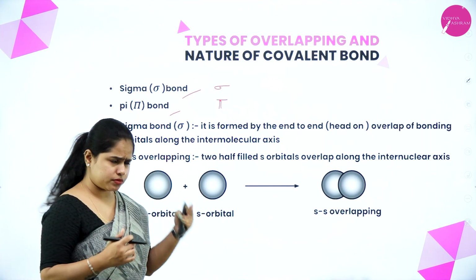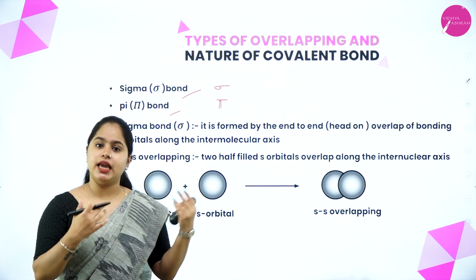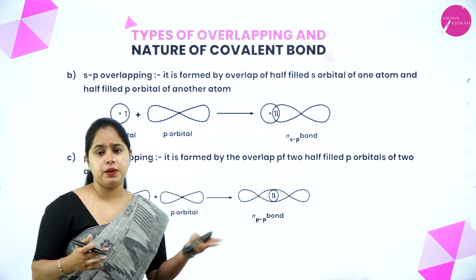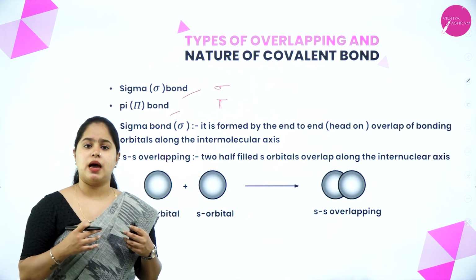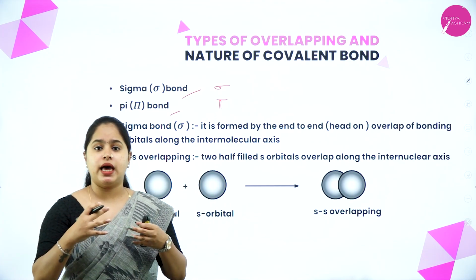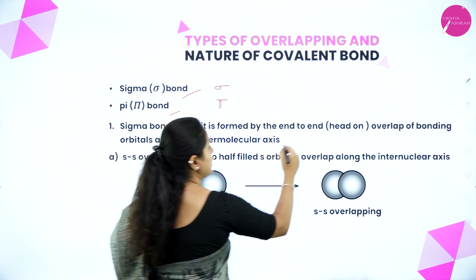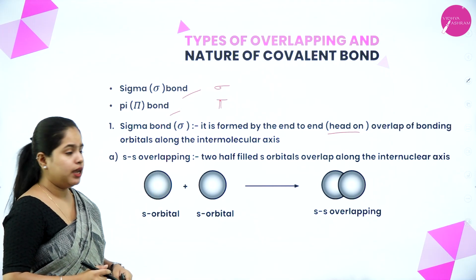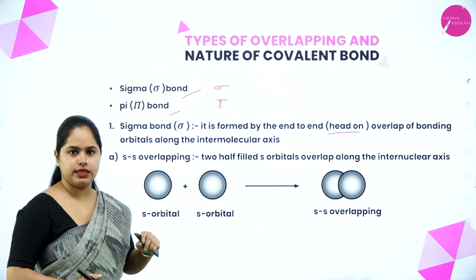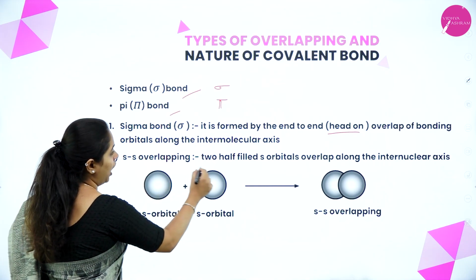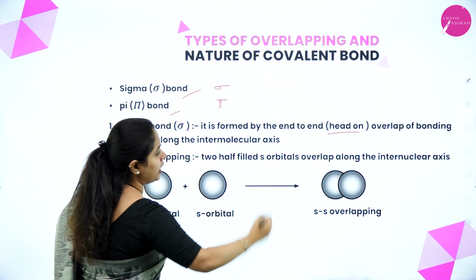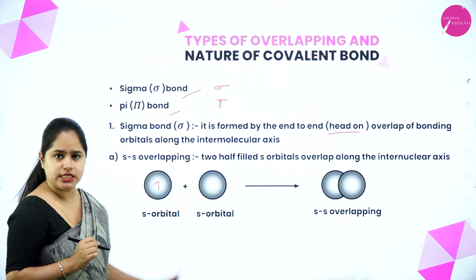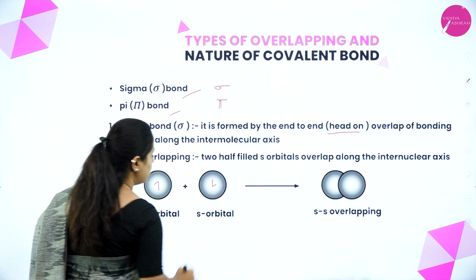In sigma bonds, we will be studying SS overlapping, SP overlapping and PP overlapping. Here they are overlapping end-to-end, or you can say head-on. The first type is SS overlapping. One s orbital is here, one s orbital is here, and each of them is half-filled. Two half-filled s orbitals overlap along the internuclear axis. That means one unpaired electron is present in this s orbital, and another is present in this orbital.